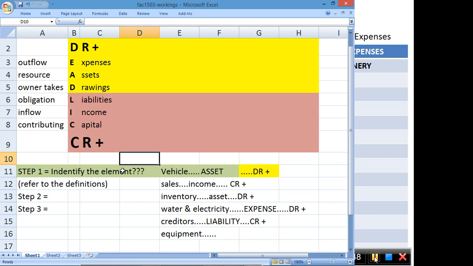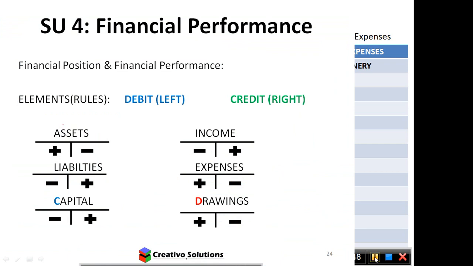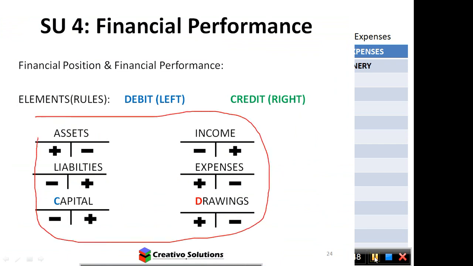Come, you've got 4 definitions. 6 definitions. Which one of the 6 does equipment meet? You thought it was capital? It's not. Why?